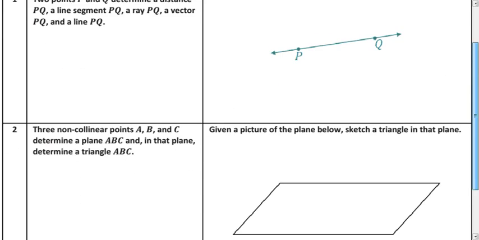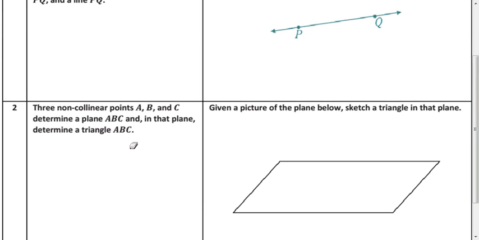Pretty much the same. 3 non-collinear points, so points not on the same line, determine a plane. And on that plane, you will have a triangle. So sketch a triangle on this plane and label the vertices A, B, and C. Here's one example.